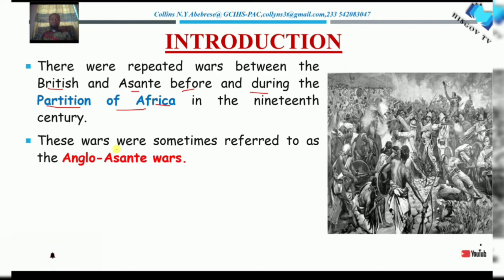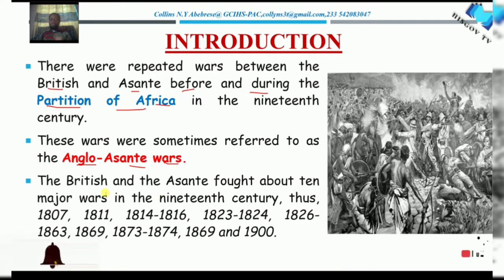These wars between the Ashanti and the British were referred to as the Anglo-Ashanti Wars, as I have already told you. The British and the Ashanti fought about 10 major wars. Even though they had other similar wars, the major ones were 10. In 1807 they fought. In 1811 they fought. Between 1814 and 1816 they fought. From 1823 to 1824, they fought the Nsamankow War.